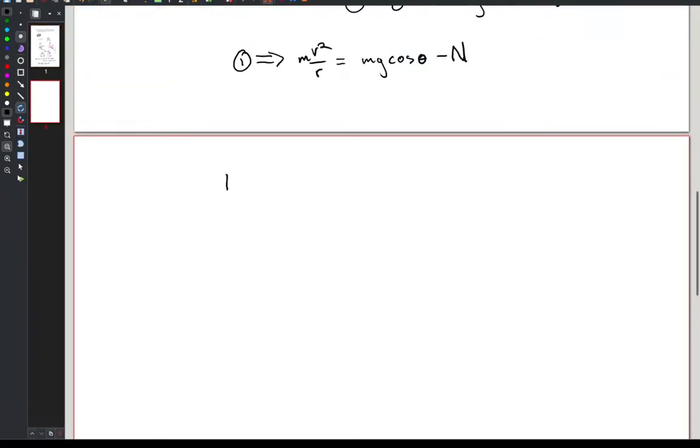So what I can say is that N has to be more than or equal to 0. If it's 0, then I'm probably going to leave the hill a little bit. If it's more than 0, then I'm still safely driving over the hill.